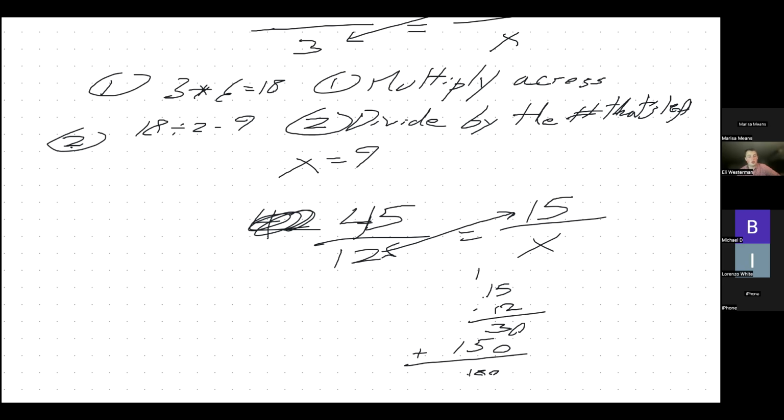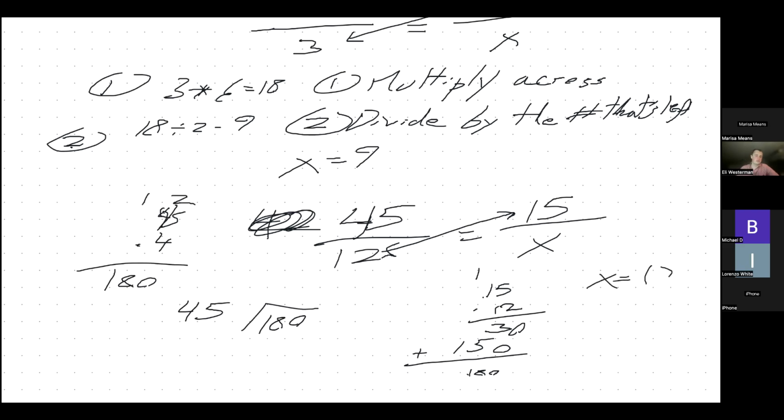Now we've got to divide 180 by 45. You'll memorize this in a few weeks when we do fractions. You'll know, oh, that's 4, but we'll do it out here. We really can't do the division, so we just do the multiplication guess. 45 times 4. 4 times 5 is 20. Carry the 2. 4 times 4 is 16. Plus 2 is 18. So 180 is the answer. So X equals 4.